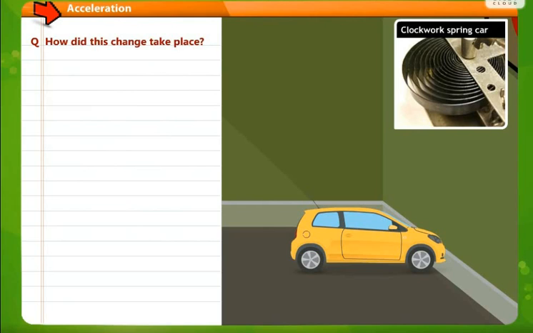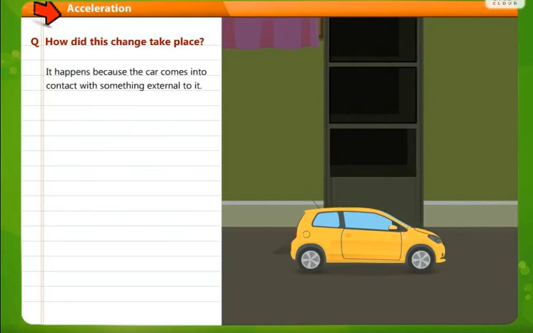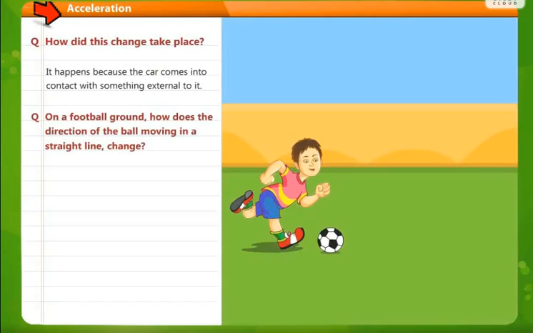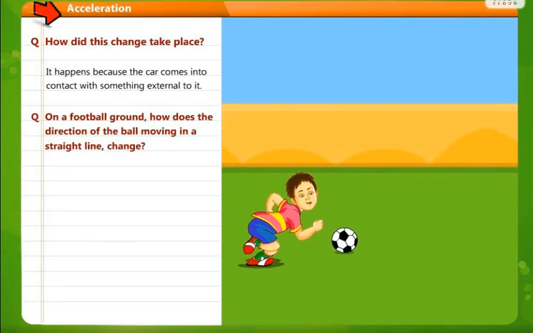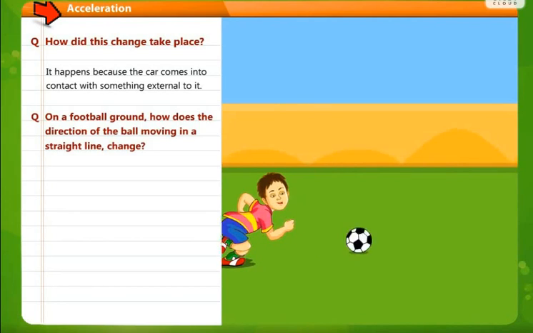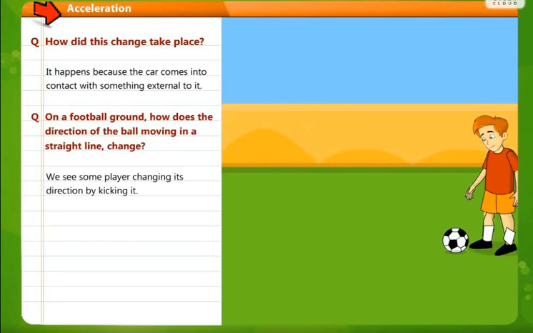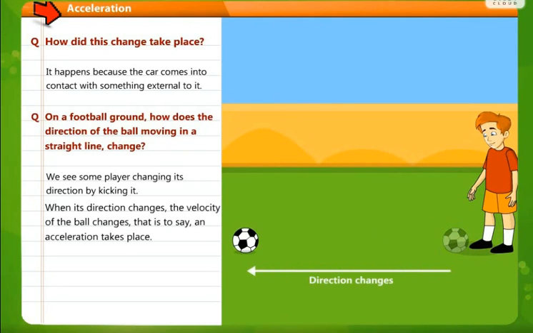How did this change take place? It happens because the car comes in contact with something external to it. On a football ground, how does the direction of the ball moving in a straight line change? Now, when we kick the ball, we are actually applying force. When it is being kicked, the direction is changing. When its direction changes, the velocity of the ball changes, and that is to say, an acceleration takes place.